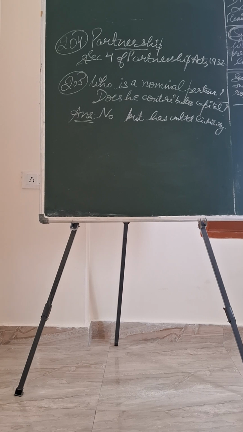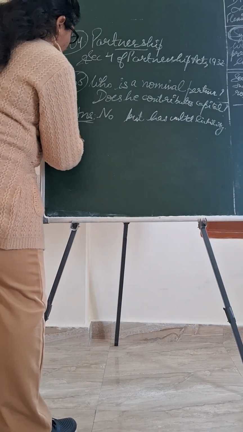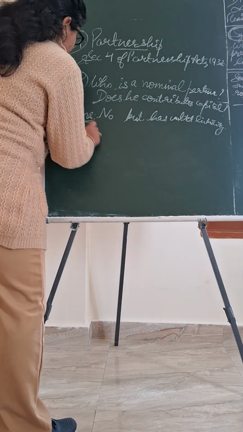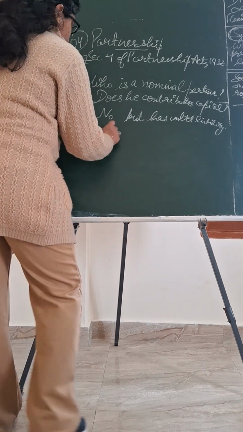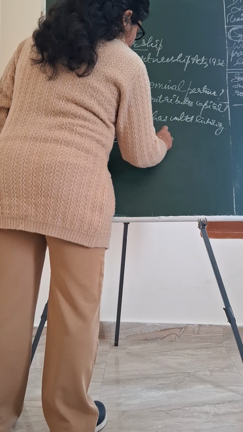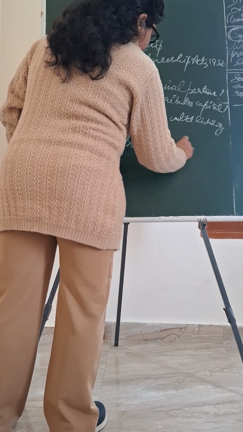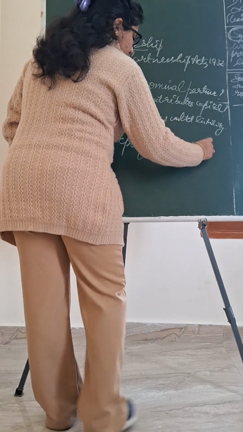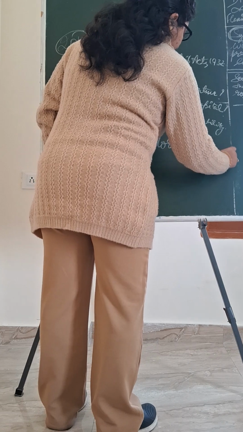Partner by estoppel, partner by holding out. Next important partner we have is the sleeping or dormant partner. Question 206. Who is the sleeping or dormant partner?